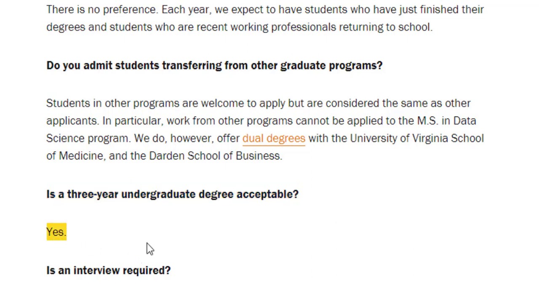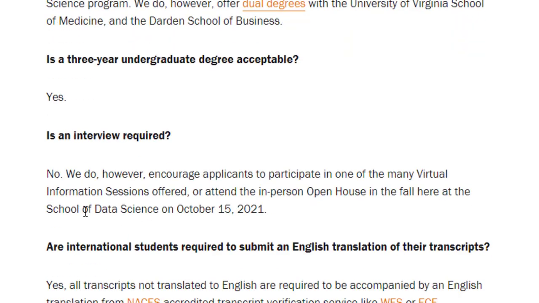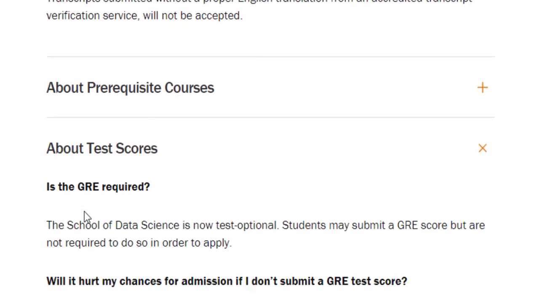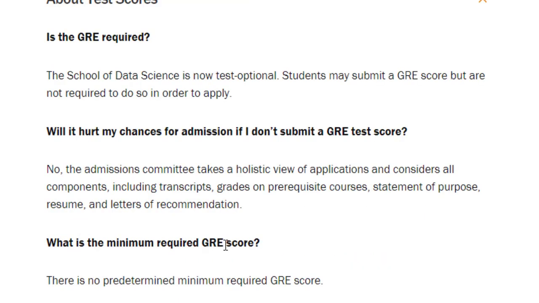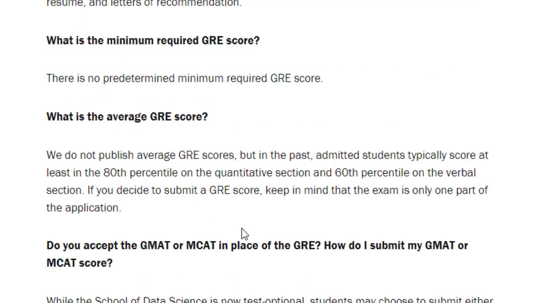And is an interview required? No, no interview is required. Is GRE required? It is now test optional, so students may submit a GRE score but are not required to do so. If you have given GRE, I would suggest submitting a score anyway, because that will boost your chance. There is no minimum required GRE score, of course. So what is the average GRE score? For the past admitted students, it is generally in the range of 80th percentile for the quant section and 60th percentile for the verbal section.